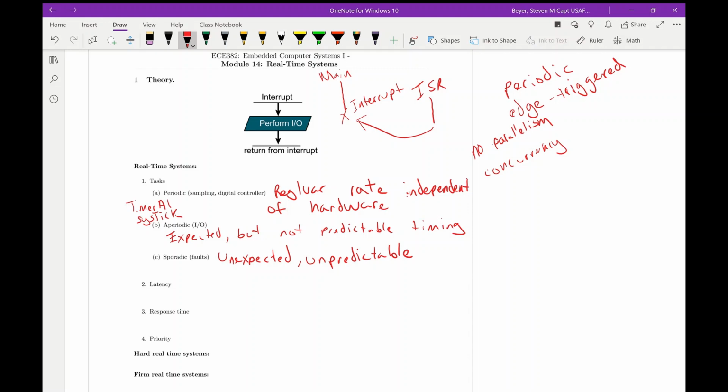All right, so what is latency? Latency is basically the time it takes to service an interrupt, to, let's say, respond to an interrupt.